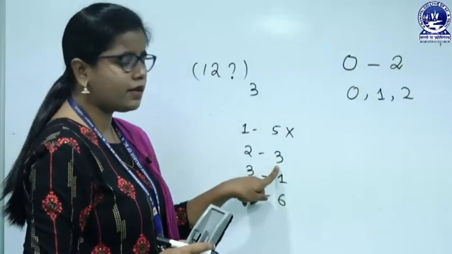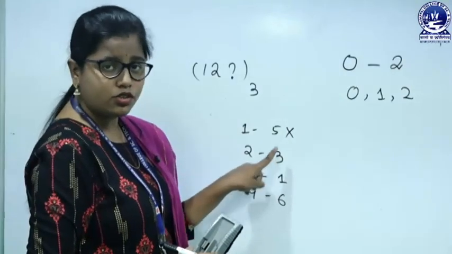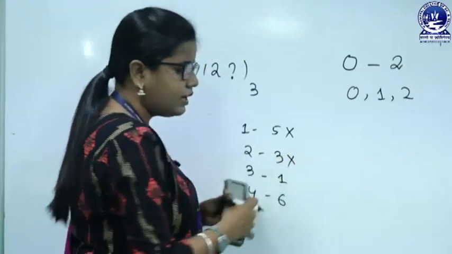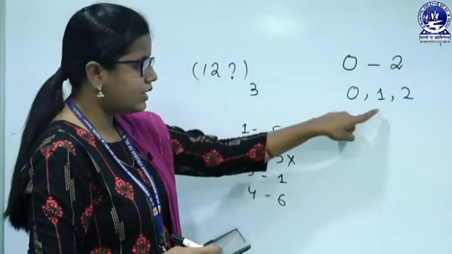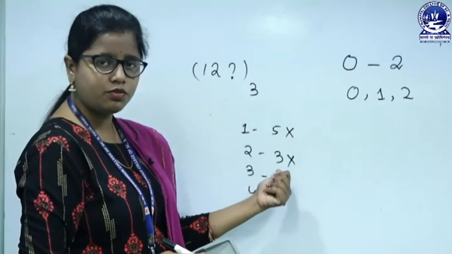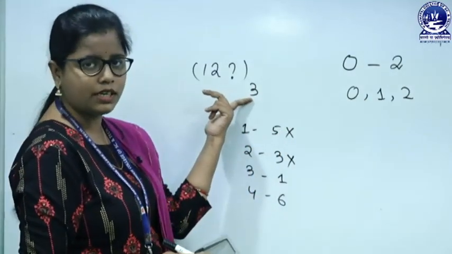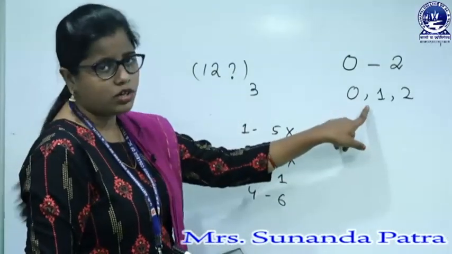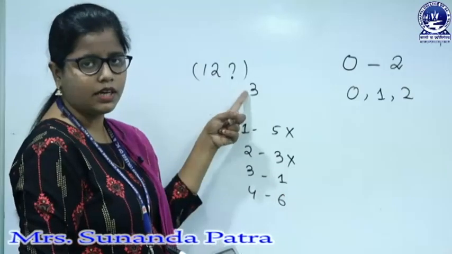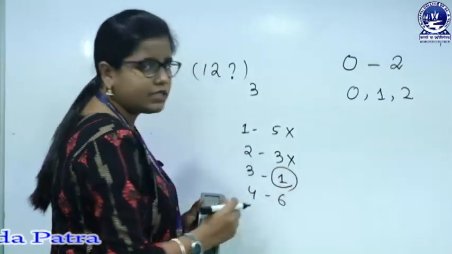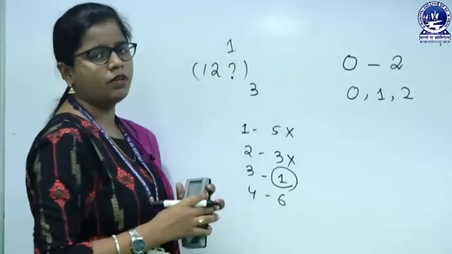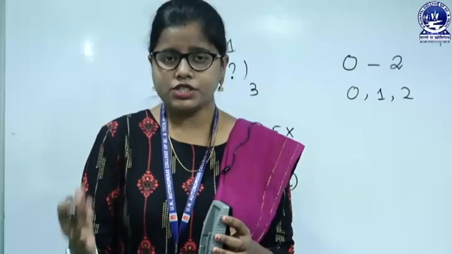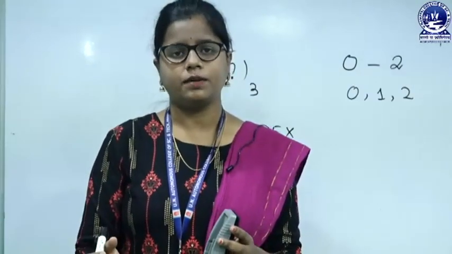Next, coming to the second option, that is 3. 3 is also not in our range. So 3 cannot be here. Next is 1. 1 is in our range, that means the digit 1 can be present in the base 3 number. So 1 can be there, and the remaining one is 6. 6 is not in our range, so 6 should not be there. So what is left? The 1 is left, so here that will be 1. So before converting any base to the decimal, we should check whether the question is correct or not.